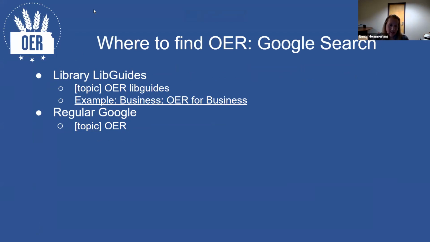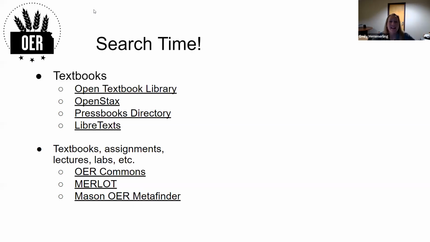Sometimes you do find little nuggets hidden on page 15, but a regular Google search is just kind of inefficient. Okay, so we're going to take our next little break for another couple minutes. I am going to put some of these links into the chat for you to go into these places and start doing a little bit of searching.